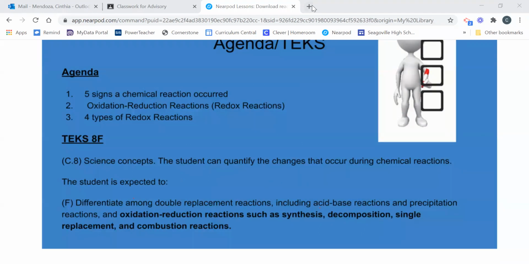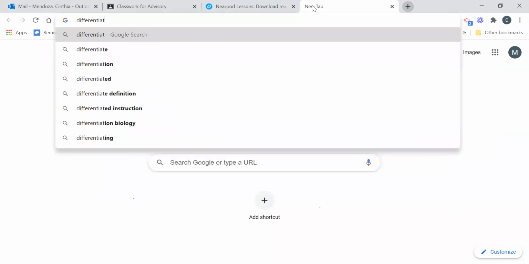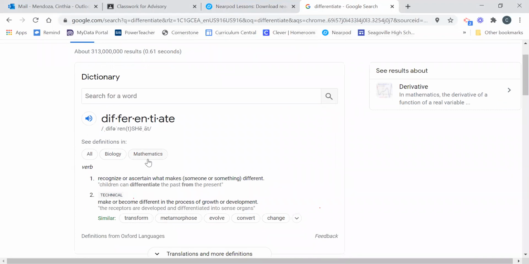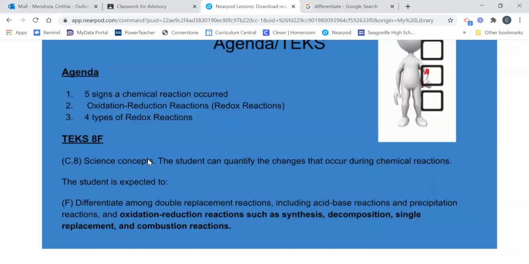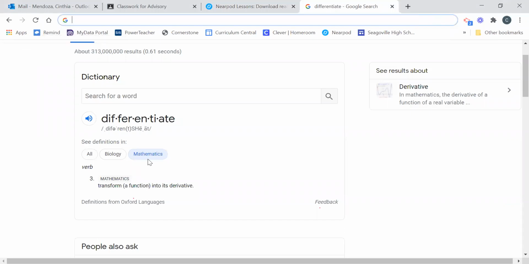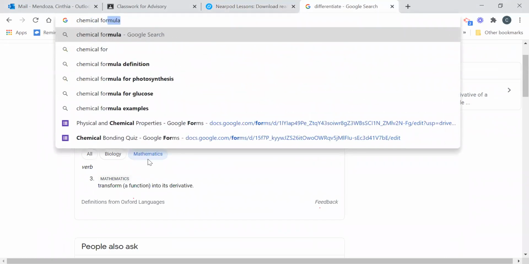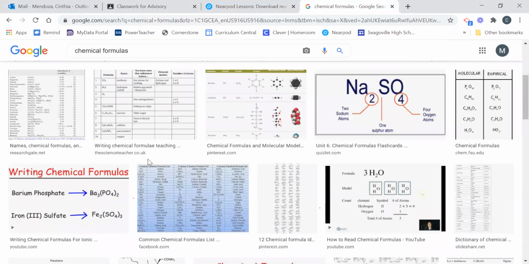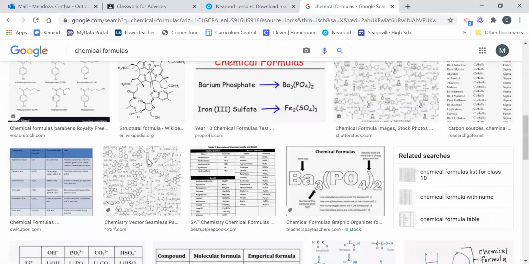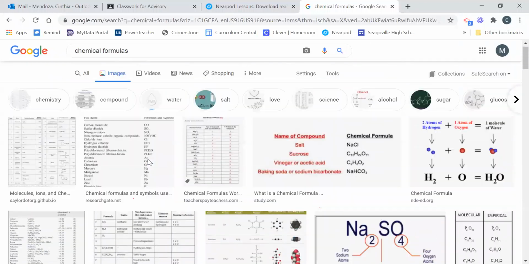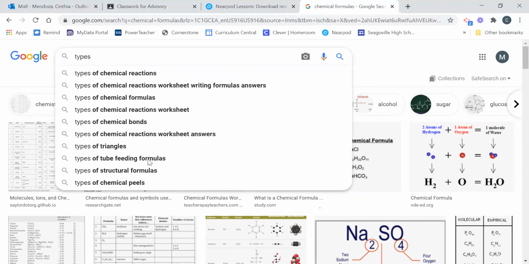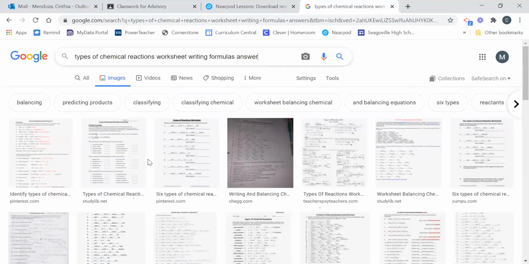If I look up the word differentiate, it means recognize what makes something or someone different. So what you guys need to be able to do is, if I give you a formula, let's go to some chemical formulas. Let's look up chemical formulas. If I give you guys a chemical formula, well, these aren't very good examples. Let's look up types of chemical reactions.